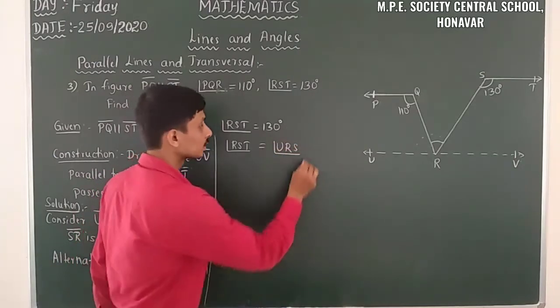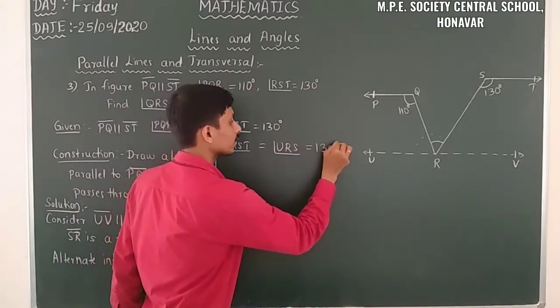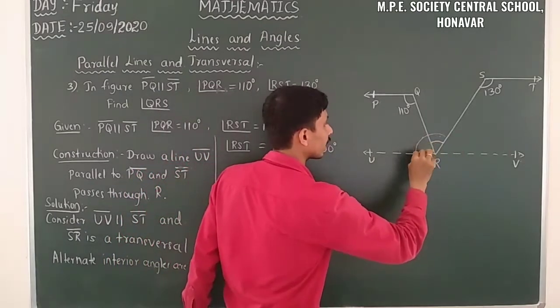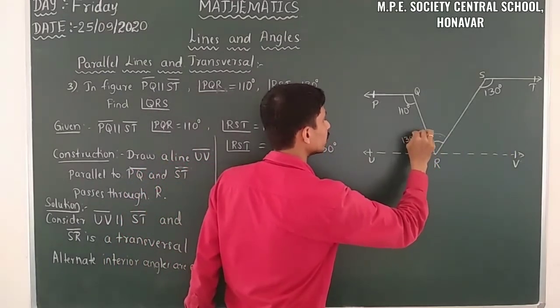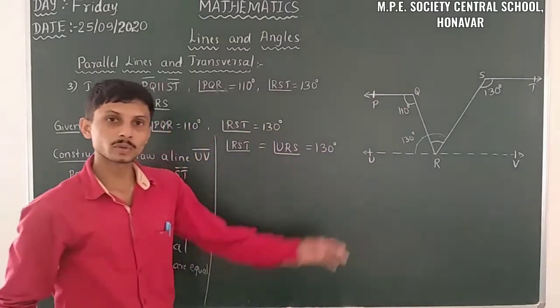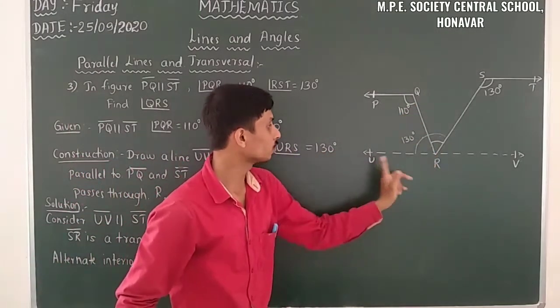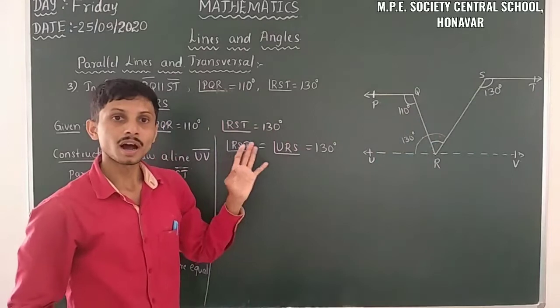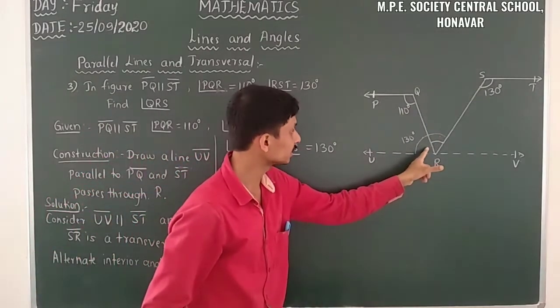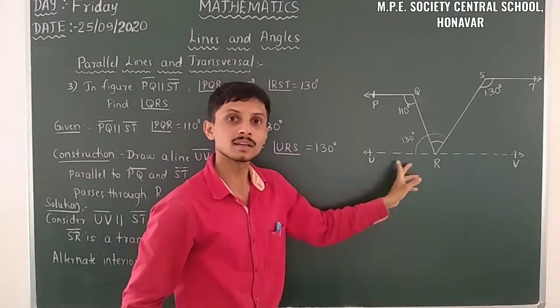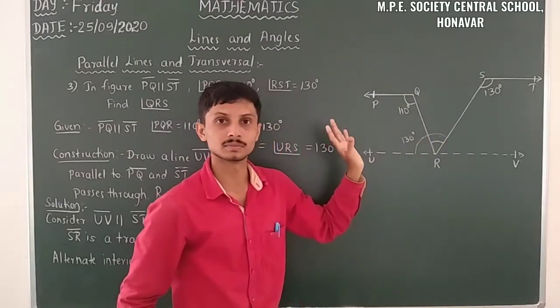So this is equal to 130 degrees. That means this complete angle is equal to 130 degrees. So we got the angle URS. After that we have to find out this angle. When we have this angle, we can find out this angle.